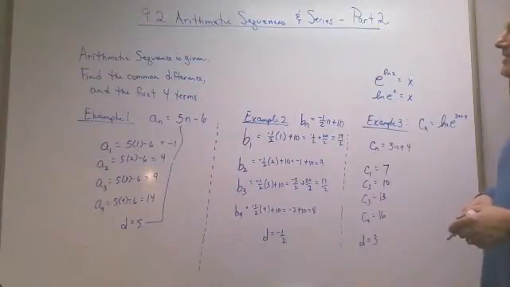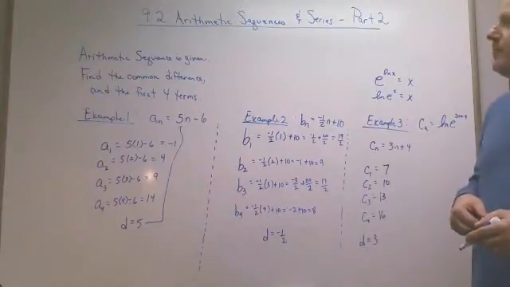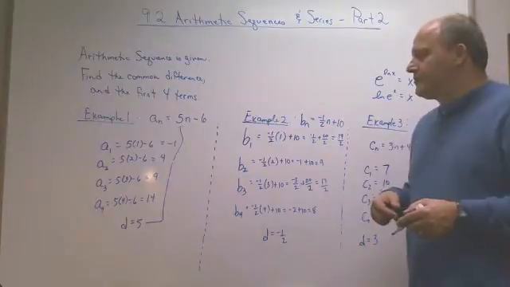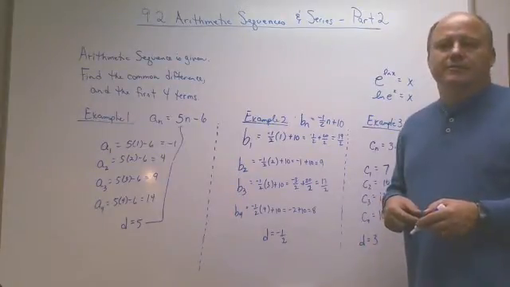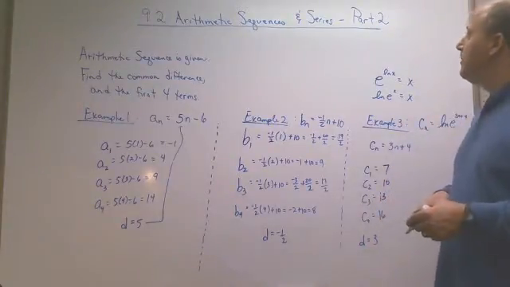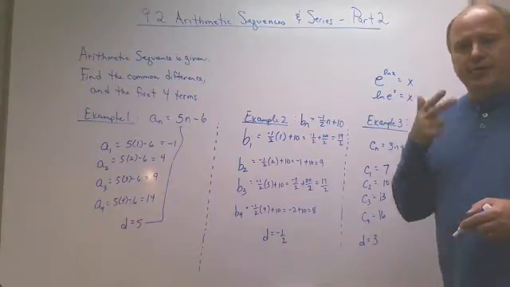This is when the sequence is given to you. What are the first 4 terms and what is the common difference? So that concludes part 2 of section 9.2. We've got 3 more to go.